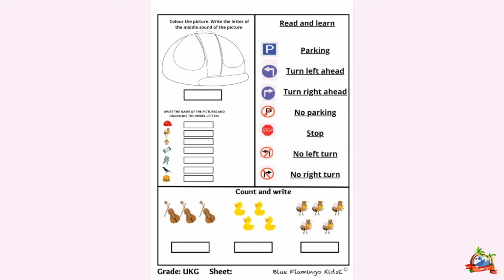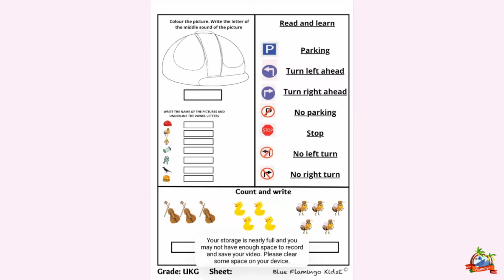Next. B, double E, B. What will be the vowel letter? E. So, क्या करेंगे आप? You will underline the letter E. Letter E को आप underline करेंगे.